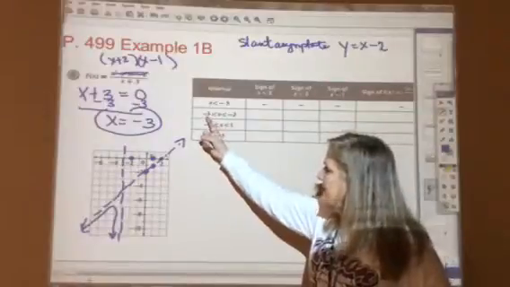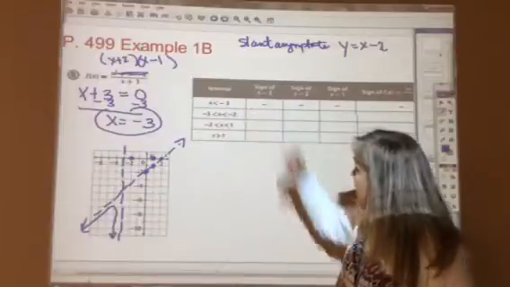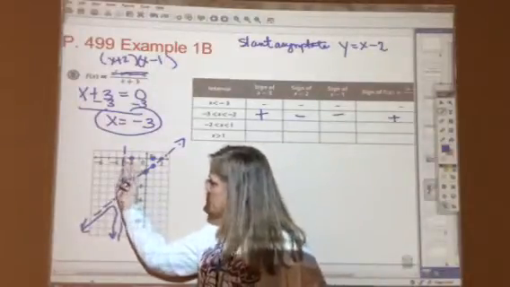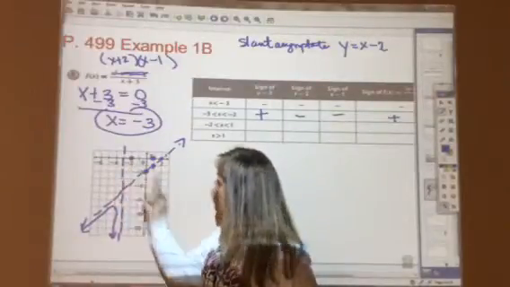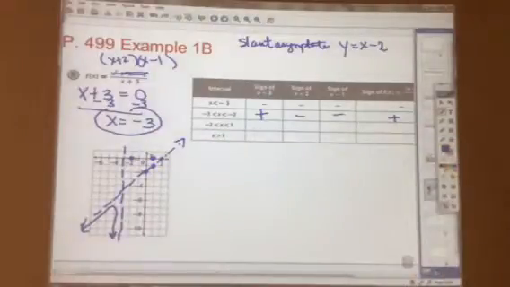Let's pick a number between -3 and -2. -2.5. -2.5 plus 3 is positive or negative? Positive. -2.5 plus 2? Negative. -2.5 minus 1? Negative. Positive times negative is negative, times negative is positive. That tells me that between this asymptote and this x-intercept, my graph is going to be positive. It's going to be above the x-axis, and so it is going to look something like that, right there.